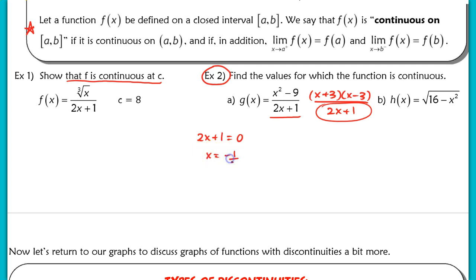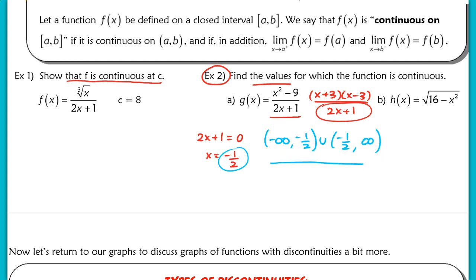So we have x equals -1/2. We want to show all of the values for which the function is continuous, so the only value we have to exclude is this -1/2. We're going to do this with interval notation. So we say that our function is continuous on the interval from -∞ to -1/2, the open interval, and then from -1/2 to +∞. These are all of the values for which your function will be continuous.